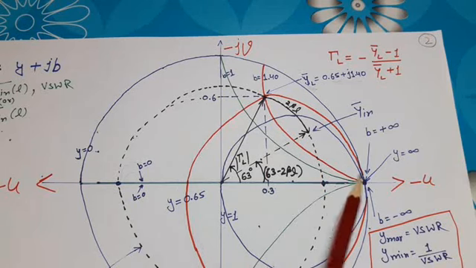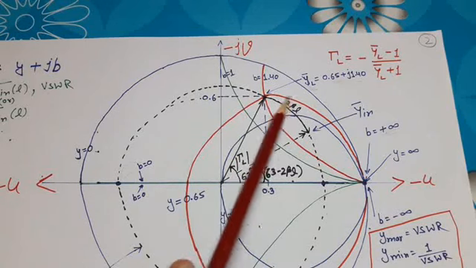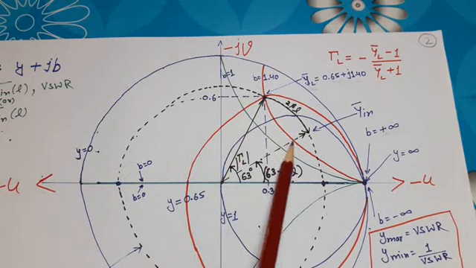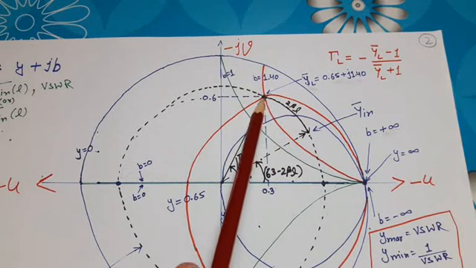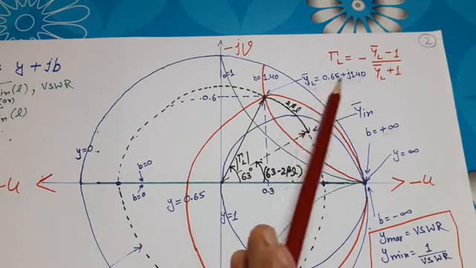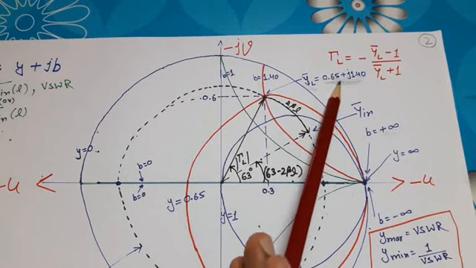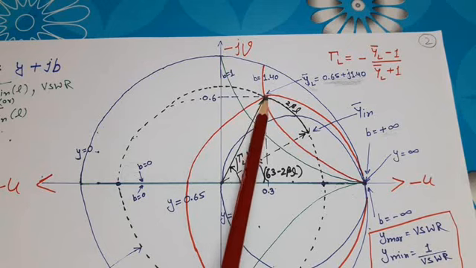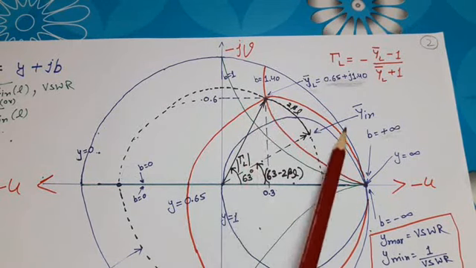and this point corresponds to B is equal to infinity circle. So B is equal to 1.4 circle will be somewhere in this region. Suppose this is B is equal to 1.40 circle. Now the intersection point of these two circles will represent normalized load admittance YL bar is equal to 0.65 plus j 1.40.